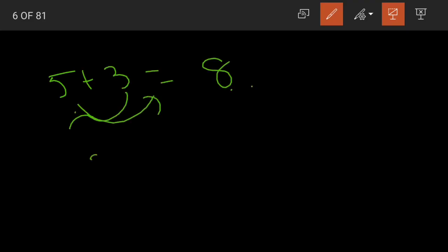See, if I write 5 plus 3, what will the answer be? 8. Yes, 5 plus 3 is equal to 8. I can interchange and write them also. Yes, 3 plus 5 is equal to 8 only. But this cannot be done in the case of subtraction. 5 minus 3 is equal to what? 2. 5 minus 3 is equal to 2.